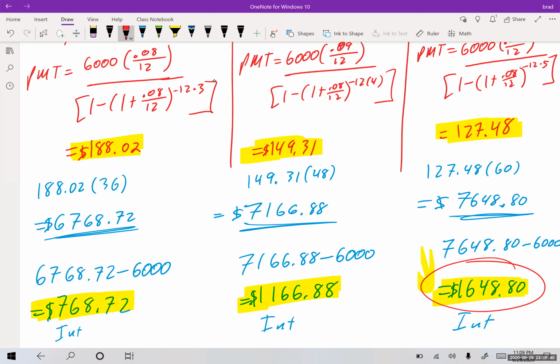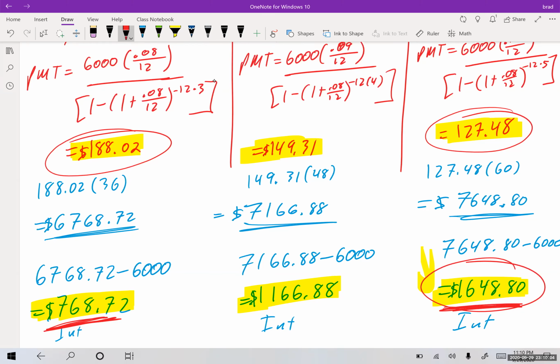This one is just crazy how much money they're making off of us for interest. However, look at my monthly payment. My monthly payment is $127 and this is $188. So it really depends on your situation. If you can afford $188 a month, then you should do that because they're going to make less money off of you. You're only going to pay $768 in interest. If we doubled this number, it would still be less than this. So on the 5-year loan, you're paying double in interest than you would on the 3-year loan. So the 3-year loan is the way to go.